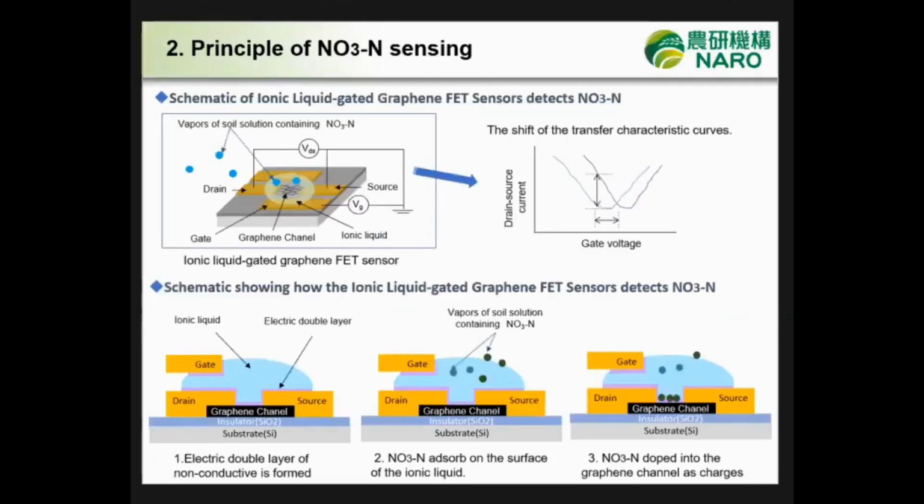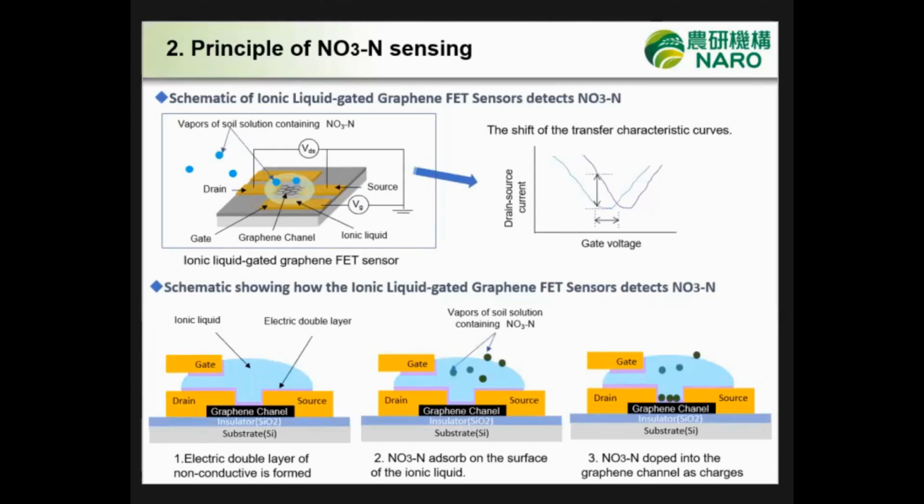This shows the schematic of the sensor and how the ionic liquid gated graphene FET sensor detects NO3-N. The sensor consists of a graphene channel and electrodes for gate, drain, and source. The ionic liquid covers the graphene channel. If the gate voltage is applied to the ionic liquid, the electric double layer of non-conductive is formed.